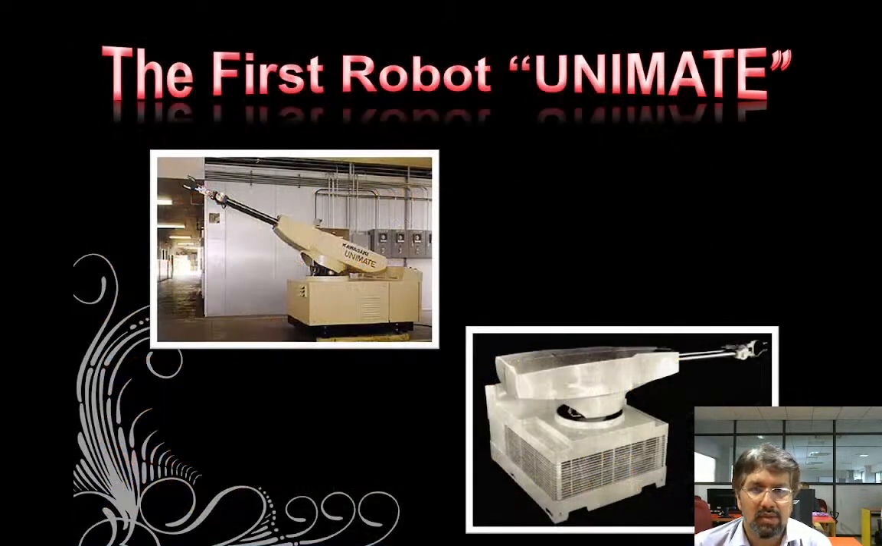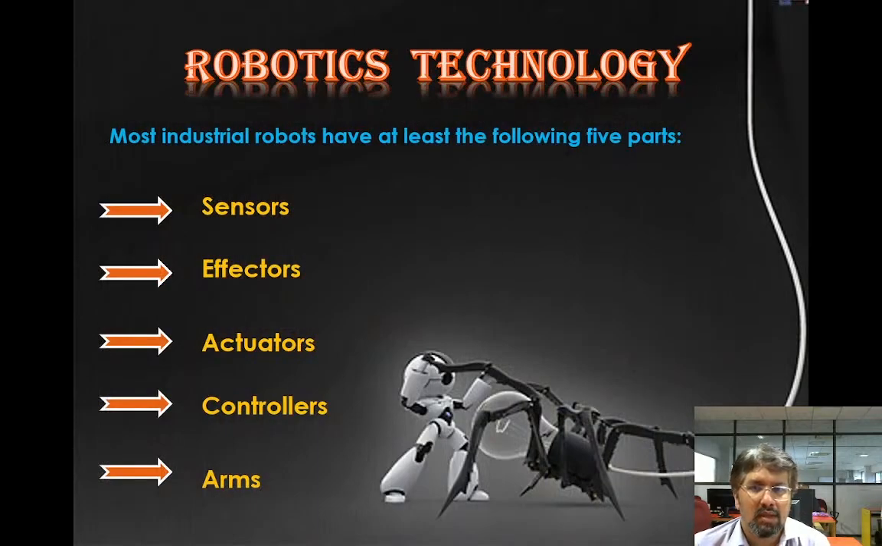So this is the first robot ultimate which was developed. And the robotics technology here, majority of the industrial robots have these 5 parts essentially: sensors, effectors, actuators, controllers, and arms. So as part of the syllabus, you will be learning about all of these in separate units.